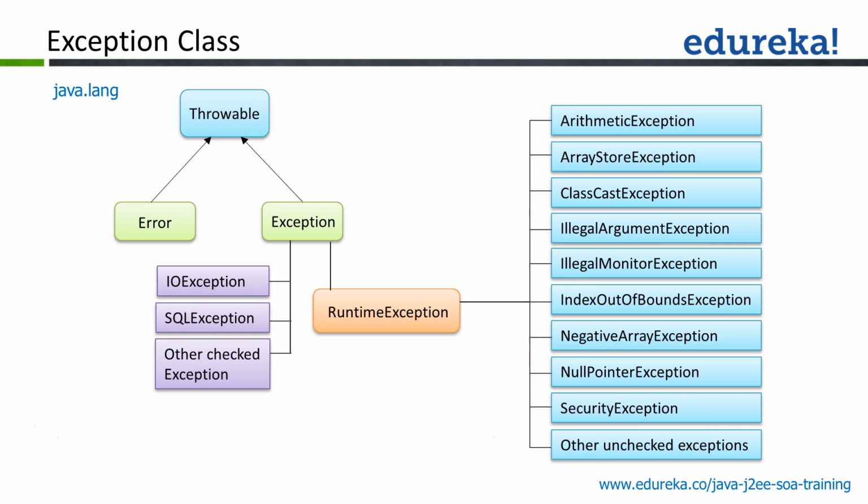So any exception which belongs to the runtime exception, all these exceptions belong to the runtime. So arithmetic exception, array index out of bounds, null pointer, security exception and other exceptions are nothing but the children of runtime exception. So exception has two types of children now.